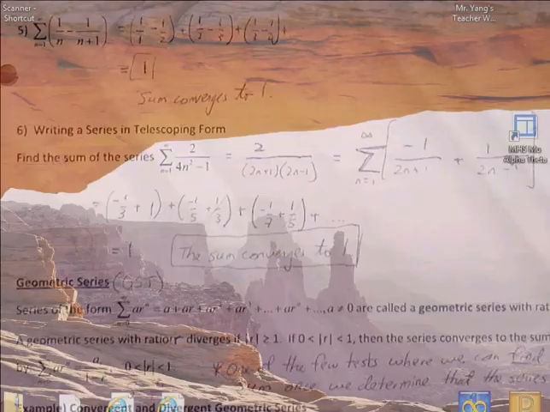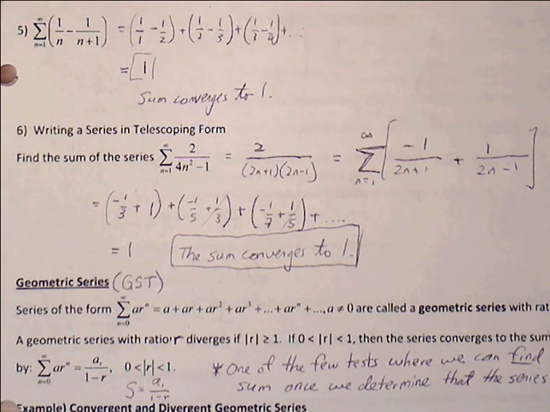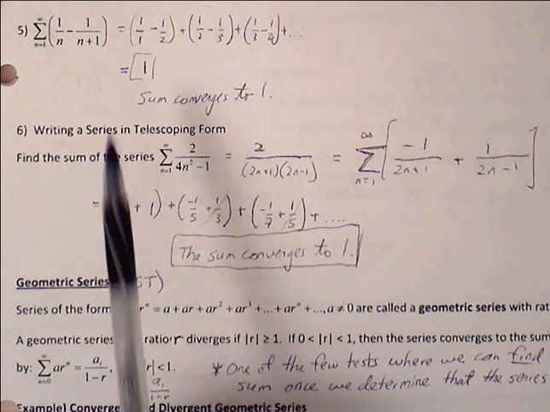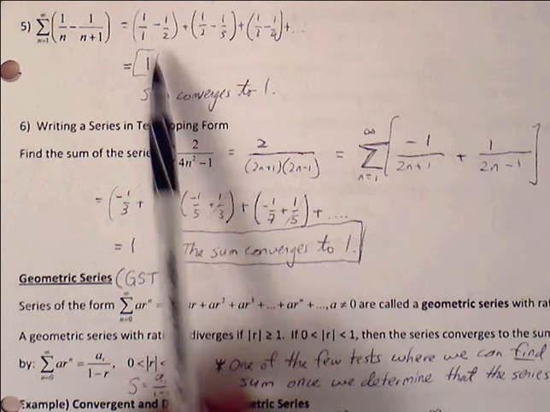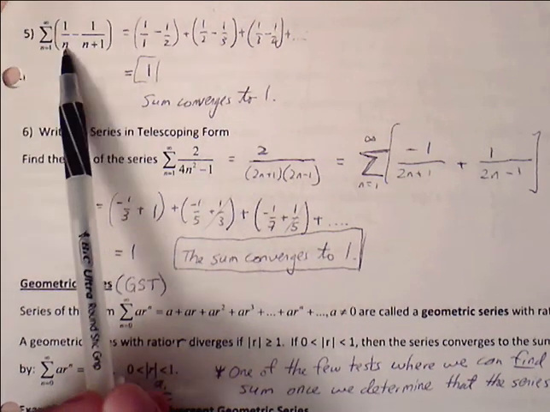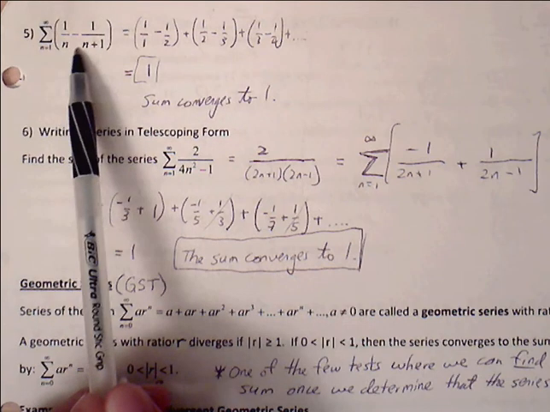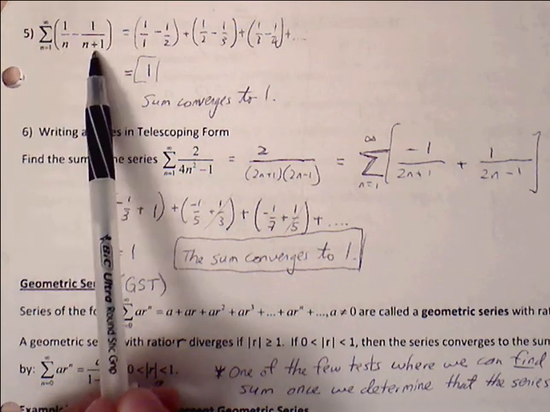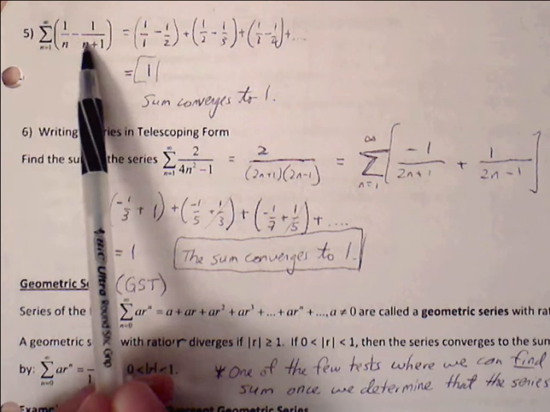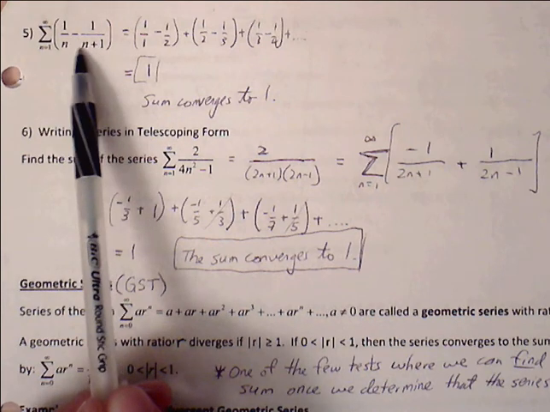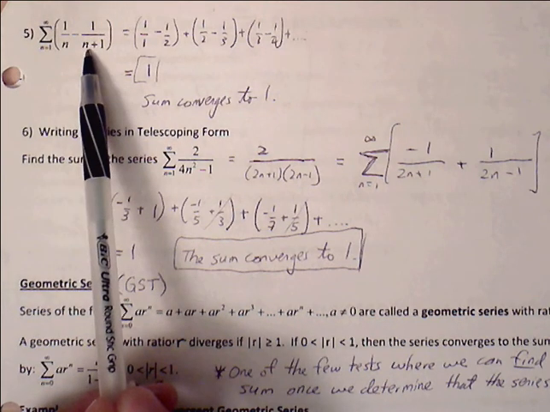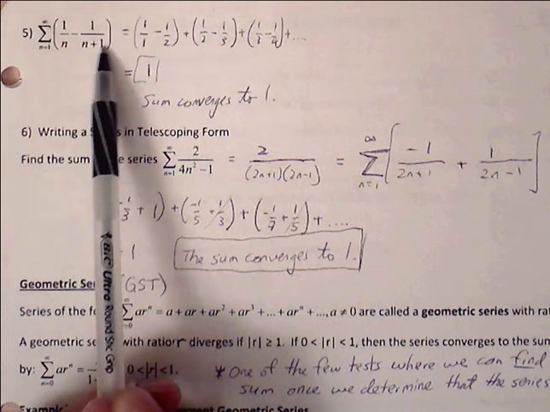Continuing with our notes from section 9.2, we are finishing up talking about telescoping series, where we have terms that are close to each other and subtracted from each other, and we have values that will eventually cancel out down the line.